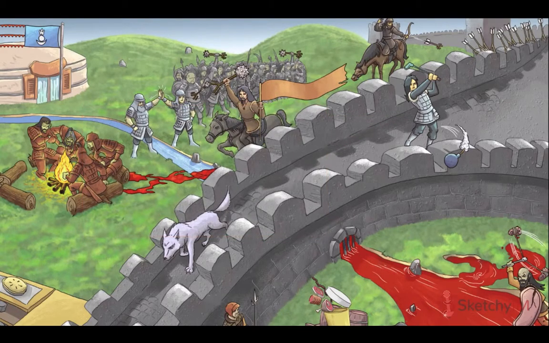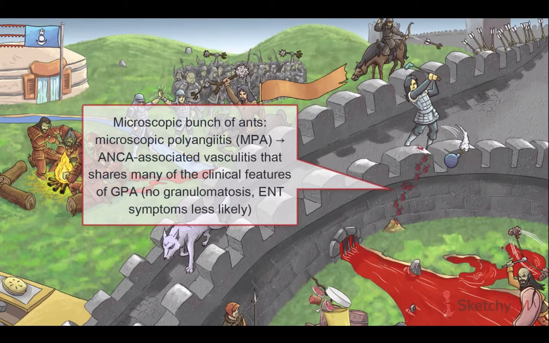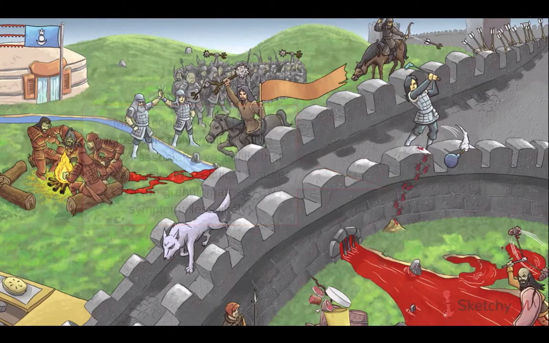Microscopic polyangiitis, abbreviated MPA, is a related systemic vasculitis syndrome that shares many of the clinical manifestations of GPA. So we've drawn in a colony of microscopic polyangiitis fire ants. We'll get into a few distinguishing features later on in the sketch.